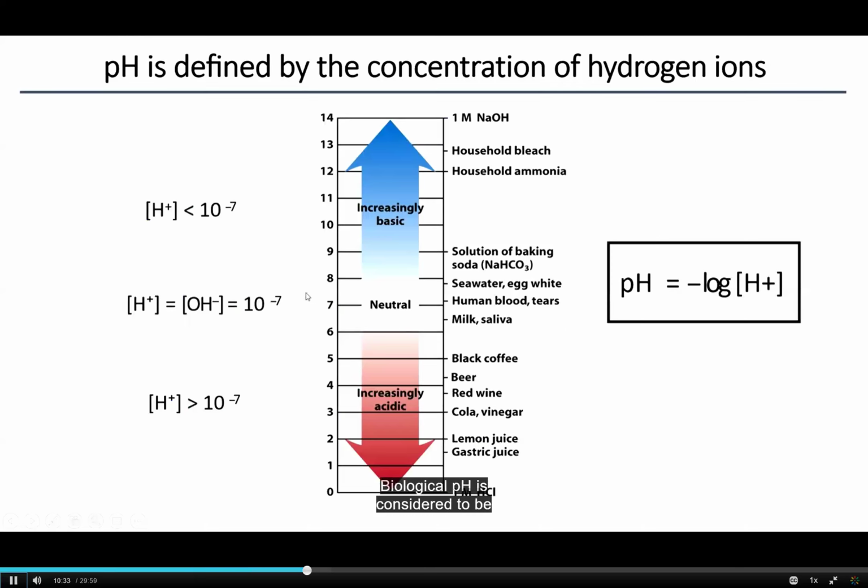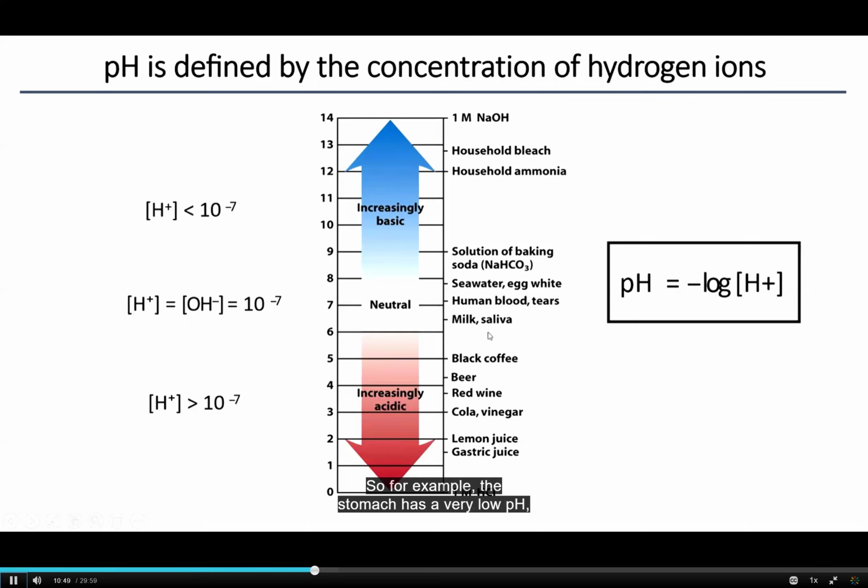Biological pH is considered to be somewhere slightly above 7, so like 7.2. And so that would be human blood, the bloodstream, human tears are fairly neutral in acidity. That's not true for every area of the human body.